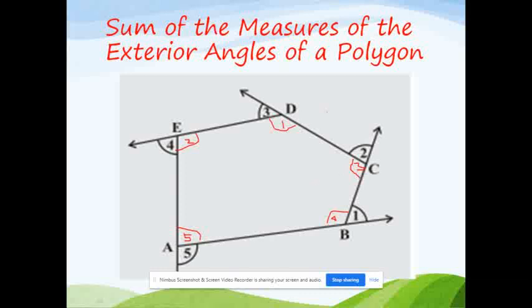We know a polygon is a figure enclosed by line segments. These 5 angles are interior angles. Look at the angle in the exterior part of this polygon. This is 1, this is 2, and here is an angle, the third one, here is an angle, and one more angle here. So these 5 angles are exterior angles of the polygon.